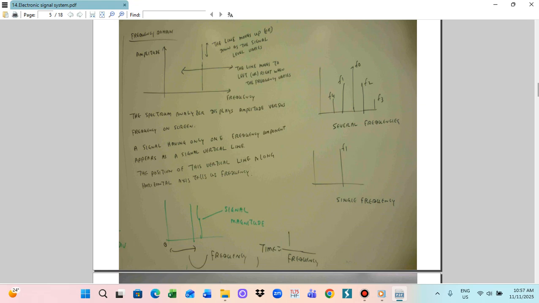The analyzer doesn't give you the power, that's only the frequency. The magnitude and time you can calculate from this horizontal axis. This is the reference axis, so the distance represents the frequency. So this one is the frequency. The time you can calculate: time is equal to 1 divided by frequency. So this is how you can read the analyzer.